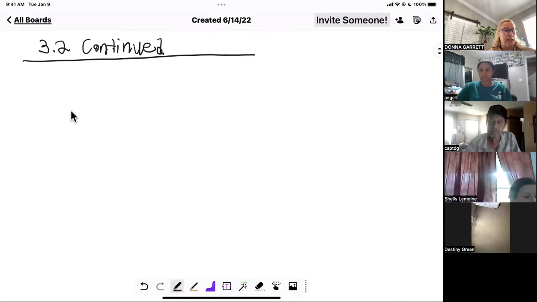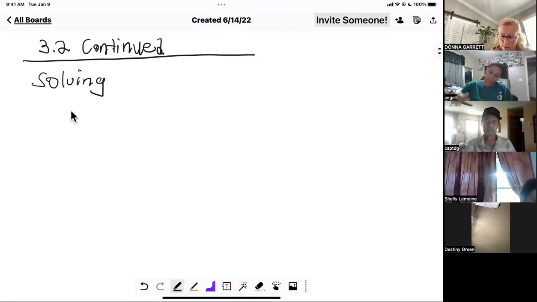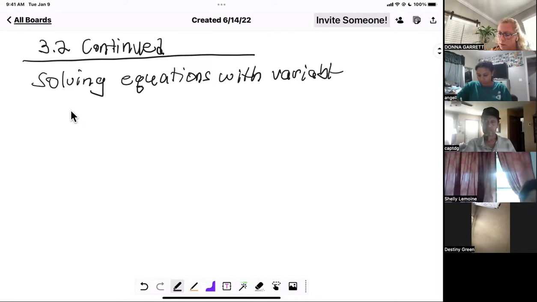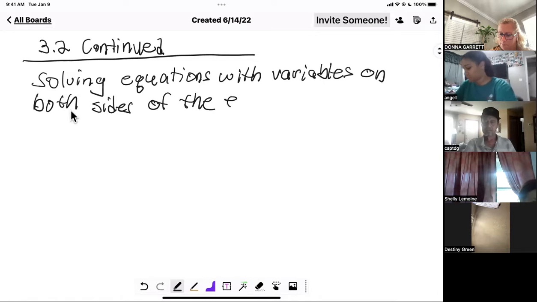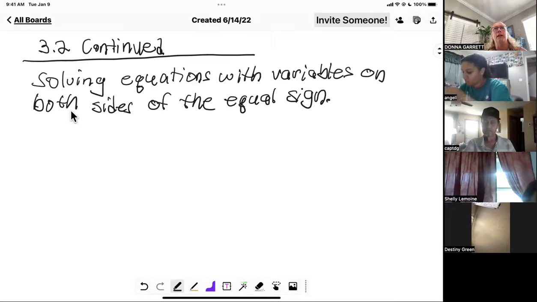Now, let me go back to my notes. Just to talk about solving equations a little bit, we combine like terms, and then we solve for the variable. The one thing we didn't do is equations with variables on both sides. So we're going to look at solving equations with variables on both sides of the equal sign. And you'll see what I mean in a minute. The only ones we did had a variable on one side.